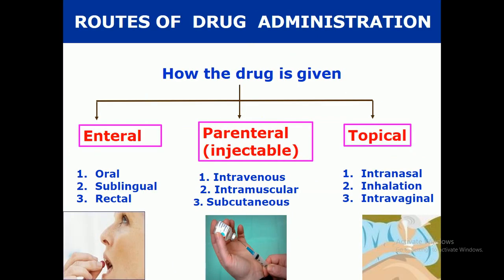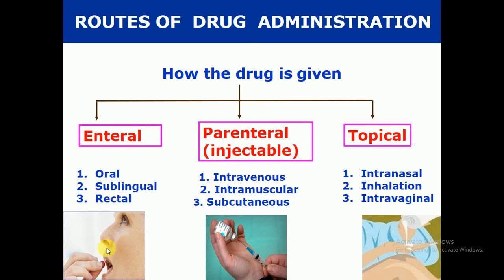Next, these are the routes of drug administration, how the drug is administered to the patient. The first one is the enteral route. The second one is called the parenteral route, also called injectable. The third one is called the topical route. The enteral route is further divided into oral route, sublingual route, and rectal route.